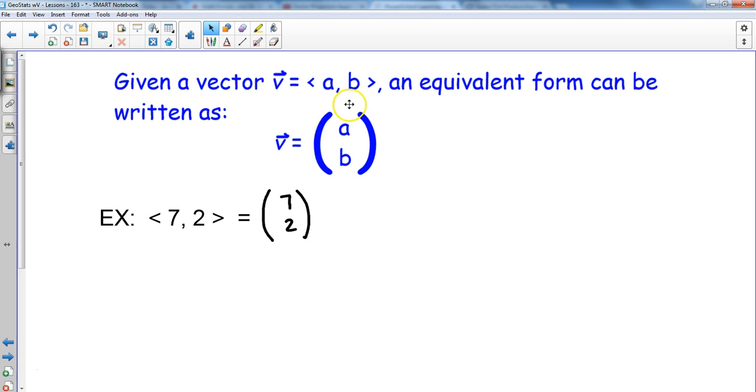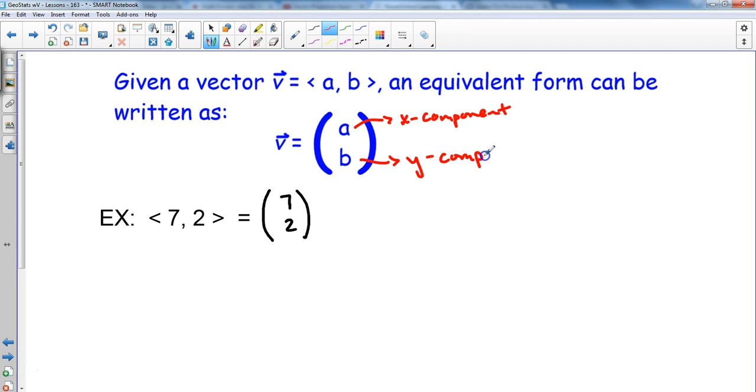It kind of looks like a combination in statistics, where you have the two parentheses, and the first component, or the x component of this vector, is going to be in the top. So this is the x component. And in the bottom is going to be the y component. Again, these represent the exact same things. A here would be the change in the x direction. B here would be the change in the y direction. And just a quick example, the position vector 7, 2 can be written in this equivalent form.